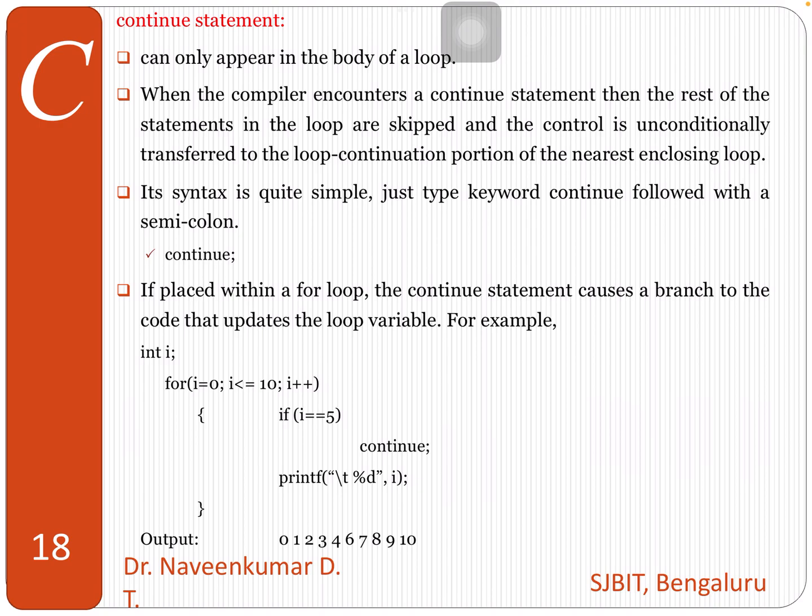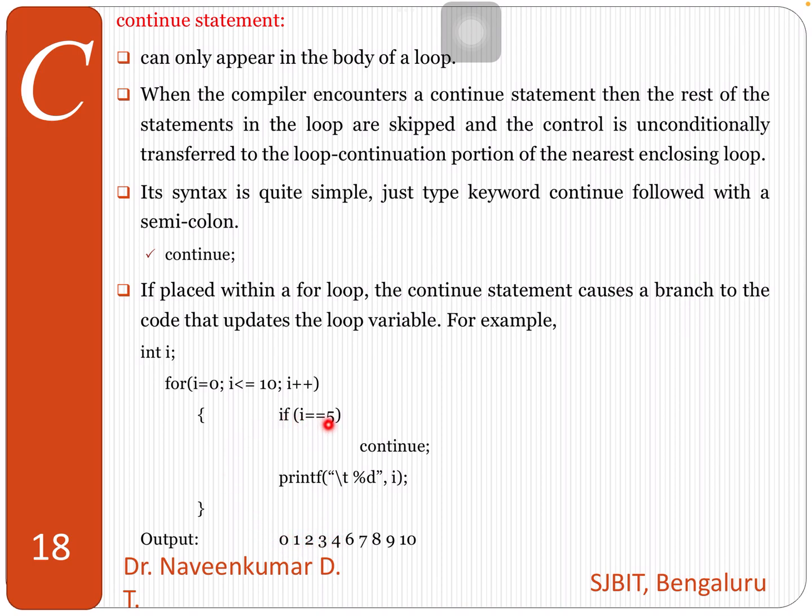To demonstrate this, I declared i as an integer type variable. I have used a for loop here. The program starts with i equal to 0 and it will run up to i less than or equal to 10. This is the increment statement, i plus plus. Now if i is equal to 5, what I have written is continue. Now i is not equal to 5, so it will not enter this block, directly comes here and prints the i value 0. Next cycle prints i value 1, 2, 3, 4.